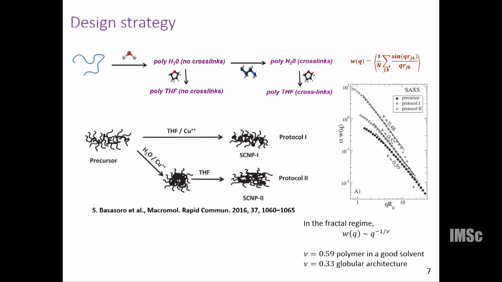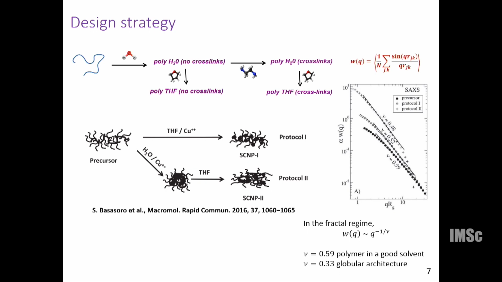Here is the design principle we followed to see whether we can get a globular morphology. Firstly, we took the polymer precursor and solvated it in water, which is a selective solvent because we have both hydrophilic and hydrophobic units in our polymer. Then we solvated this structure in THF, made crosslinks, and did the same. I'll come back to this when I explain the results. Already in experiments people followed this protocol. Let's focus on protocol 2 here.